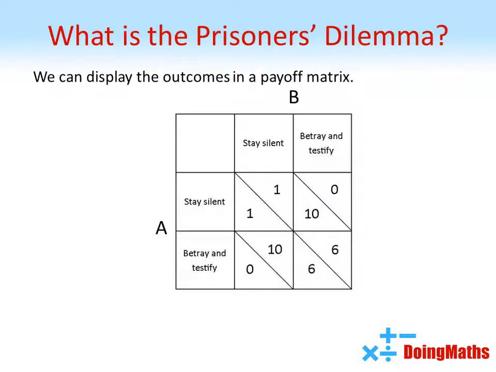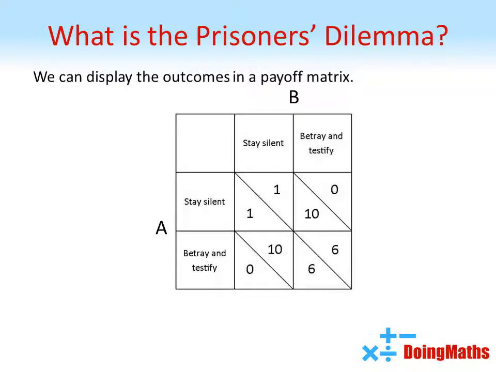We can display all of the outcomes in a payoff matrix that looks like this. So within the matrix, we can see the results of what happens if A stays silent and B stays silent, or if one stays silent and the other testifies, or if both testify. And in each box, the bottom left is A's prison sentence, and the top right is B's prison sentence. Looking at these, you can see that individually, the best option for either criminal is to betray the other one and testify. This gives that prisoner the best option regardless of what the other one has done.